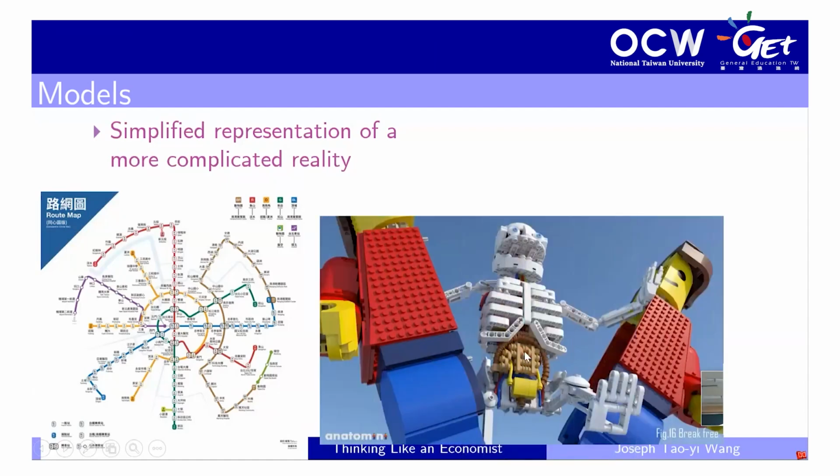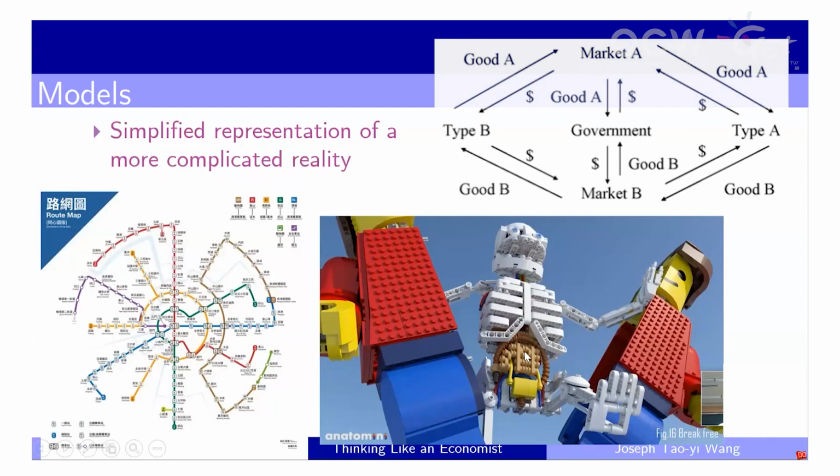For teaching purposes, you need an anatomical model of a human being. This Lego model is no comparison to the real one. But that's the whole point. By looking at this model, you can see, oh, here's the stomach, here's the intestines, here's your bladder, here are your bones and your lungs, and so on. So economists use simplified models.